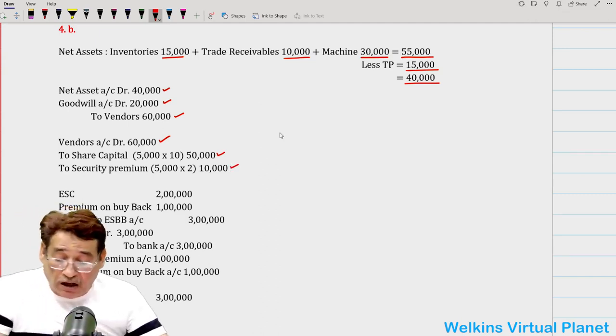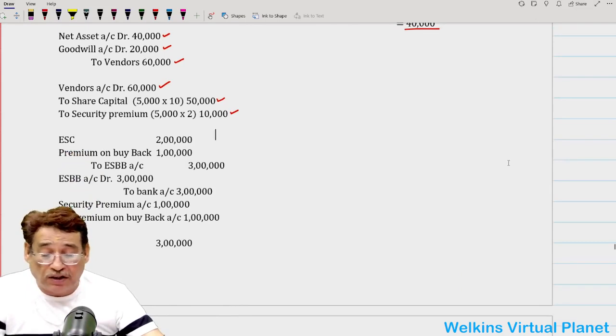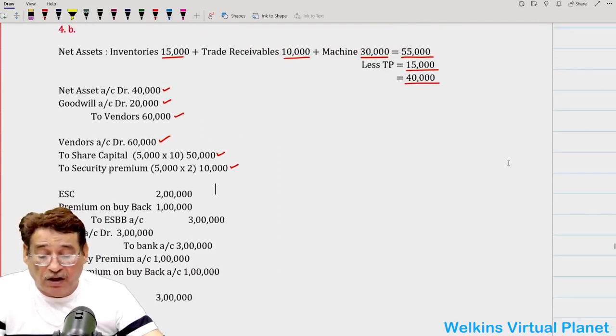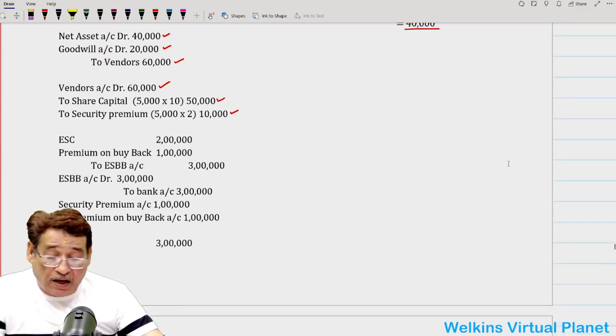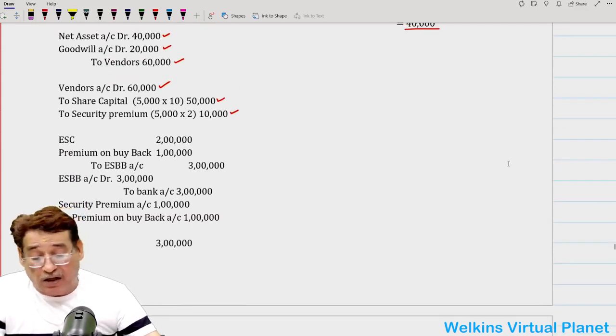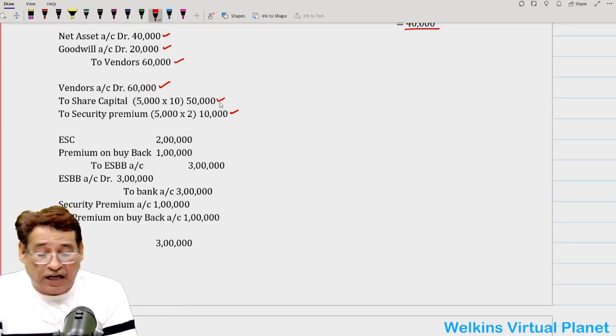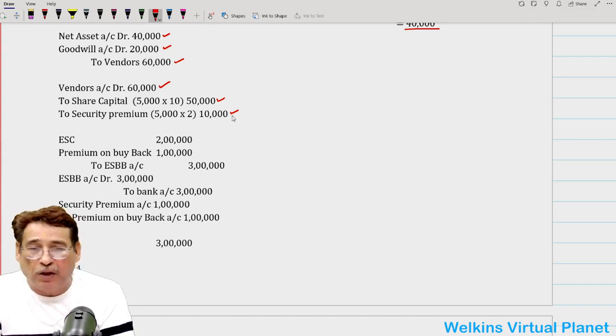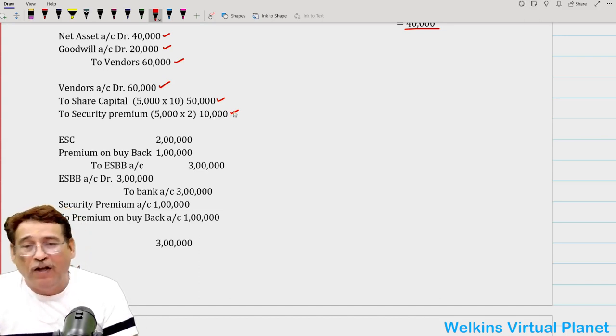Correct? Now I will have to post this entry, because the first entry is not affecting share capital. It is affecting net assets, goodwill and vendor. However, in this particular entry, towards the credit side of share capital, I will write "by vendors 50,000" when I prepare the share capital account. And similarly, when I prepare the security premium account, towards the credit side of security premium, I will write "by vendors". Is it clear to you?